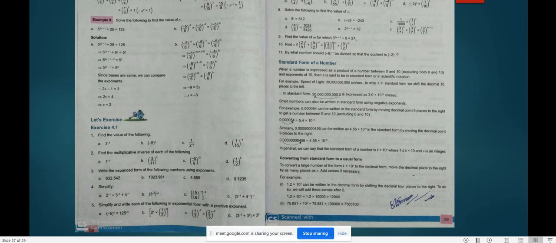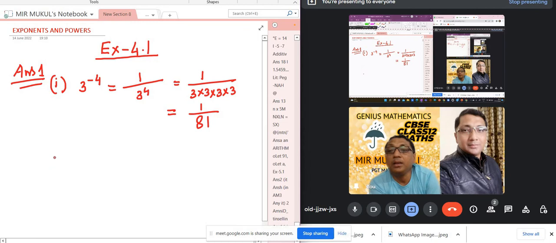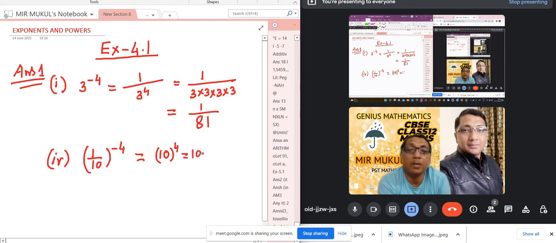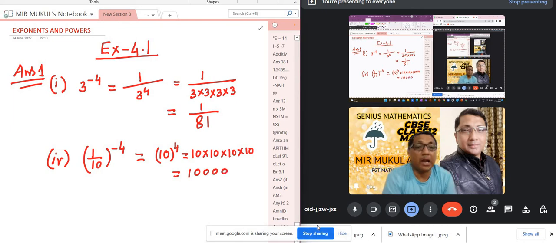So one more question we'll do. The last one, 1 by 10 to the power minus 4. First remove the negative from the power, then take its reciprocal, then the power will be positive. So 10, how many times do you have to multiply? 4 times. That means how many 0s will come? 4 0s will come. So 2 I have done, and 2 you will solve, right?